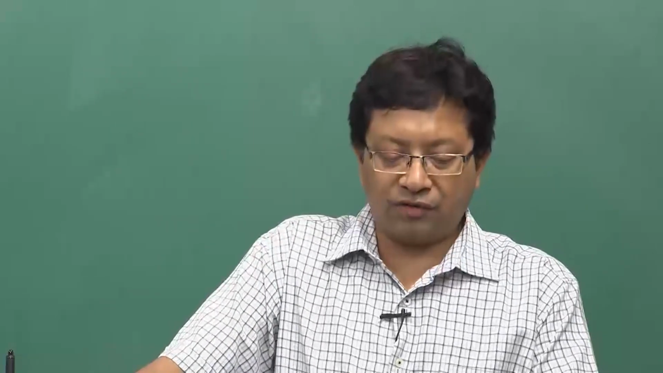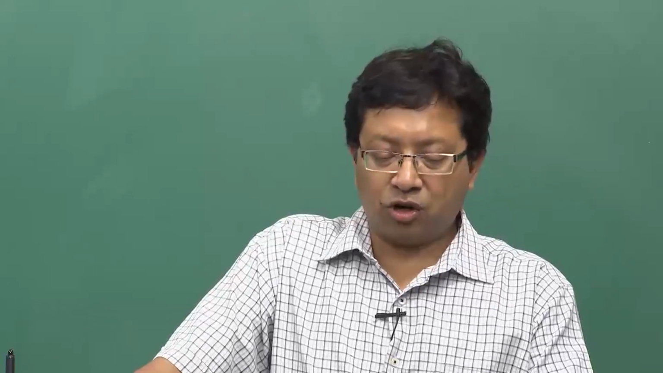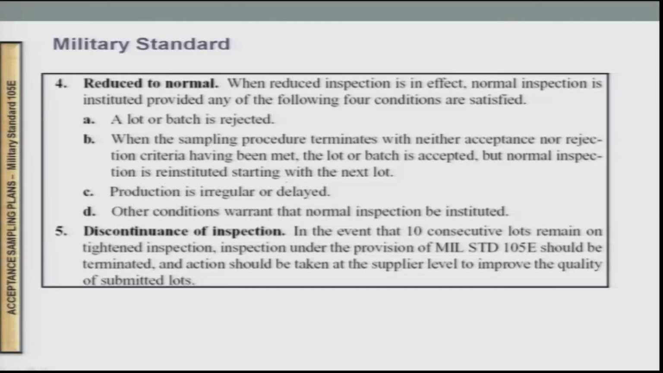To continue further with the military standards, reduced to normal can all be used when reduced inspection is in effect. So, you are now basically changing from reduced to normal. So, if any one of the following 4 conditions is applied, that was a union set, now it is an intersection, any one of them. So, minimum any would satisfy, you will basically take it.